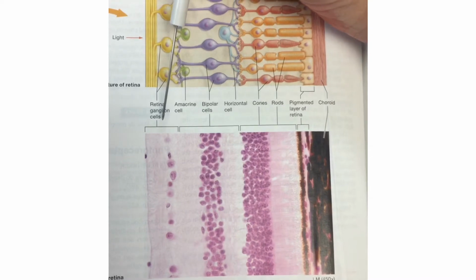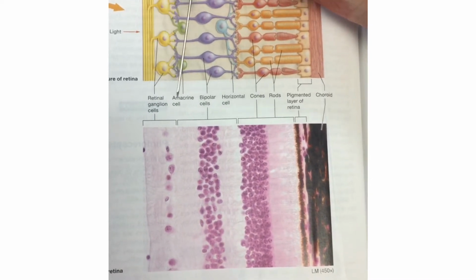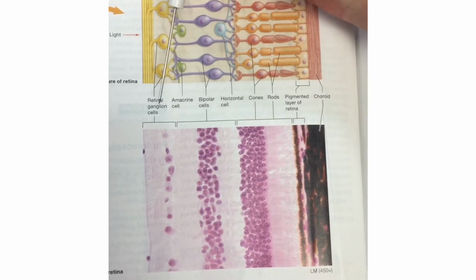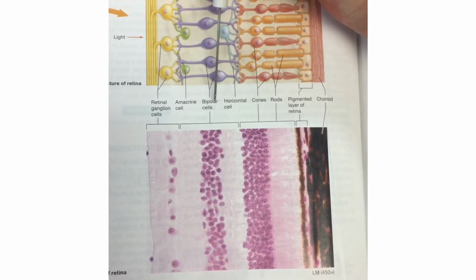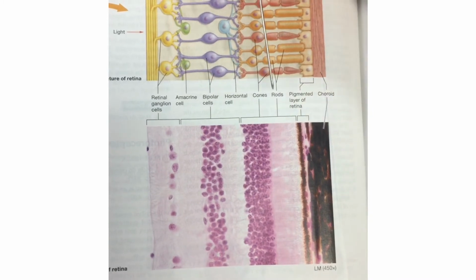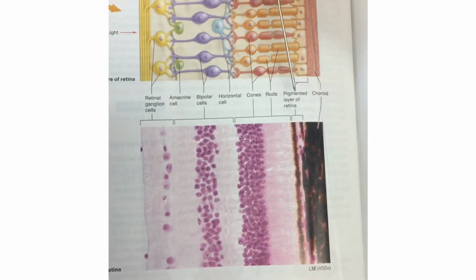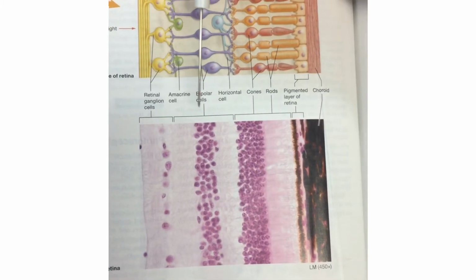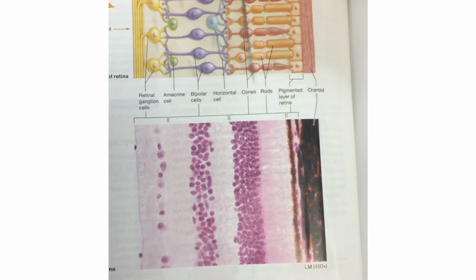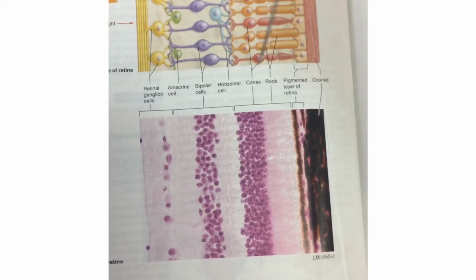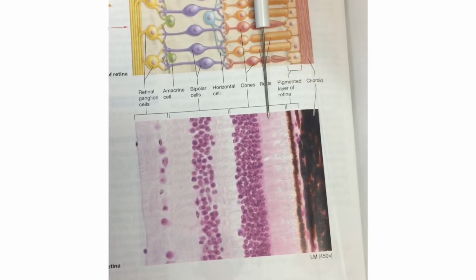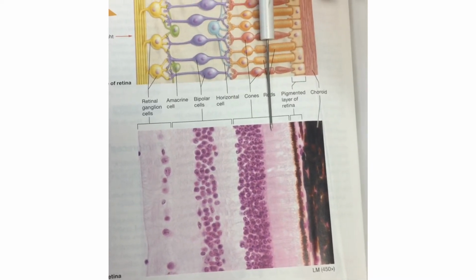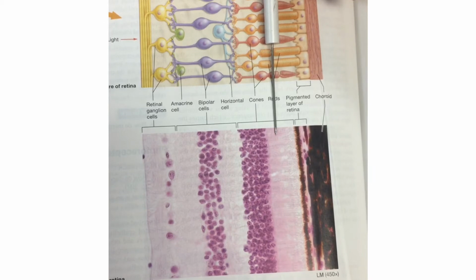Okay, I'm going to talk about the function and structure of the retina. This first layer is the retinal ganglion cells, bipolar cells, cones and rods. Then we have the pigment layer of the retina and the choroid. The rods are the photoreceptors that are scattered throughout the retina and are responsible for vision in dim light and for peripheral vision.